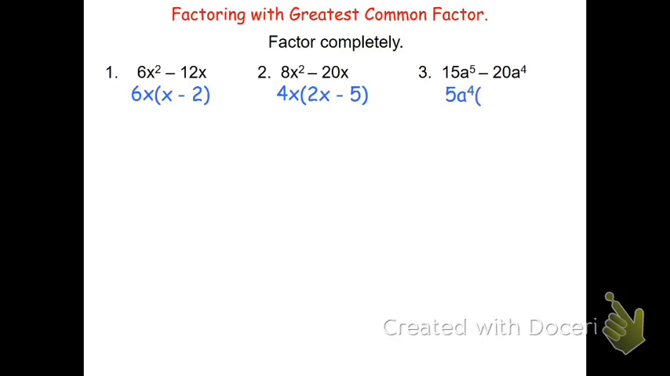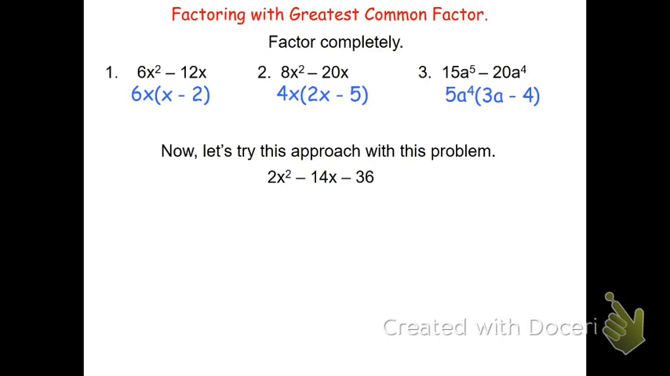Dividing each piece now by 5a to the fourth, I get 15 divided by 5 is 3, and a to the fifth divided by a to the fourth leaves just a. That means I have 3a. Negative 20 divided by 5 is negative 4, and a to the fourth divided by a to the fourth is 1, so that leaves me just the minus 4. And there's my factored form. It's 5a to the fourth times the quantity 3a minus 4.